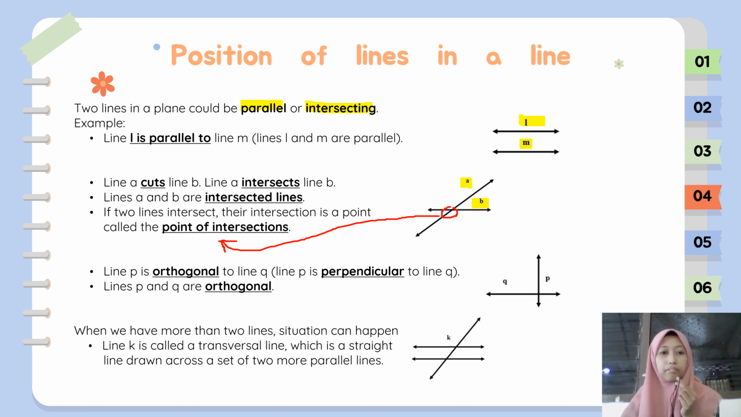Okay, line P is orthogonal to line Q. This is line P and this is line Q. So line P is perpendicular to line Q. Lines P and Q are orthogonal, perpendicular. Okay, the next is when we have more than two lines. Line K is called a transversal line, which is a straight line drawn across two or more parallel lines.